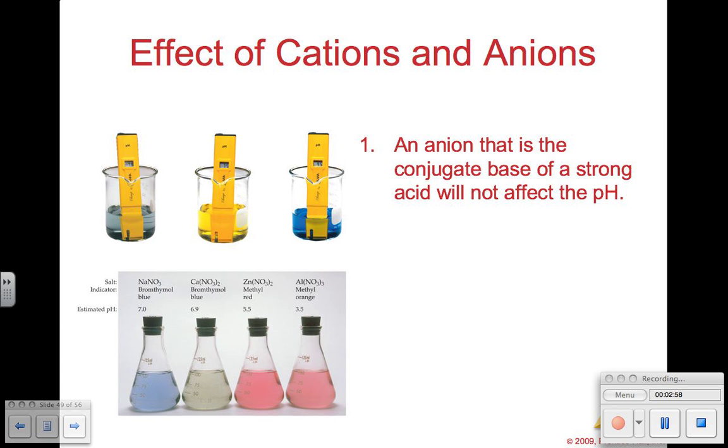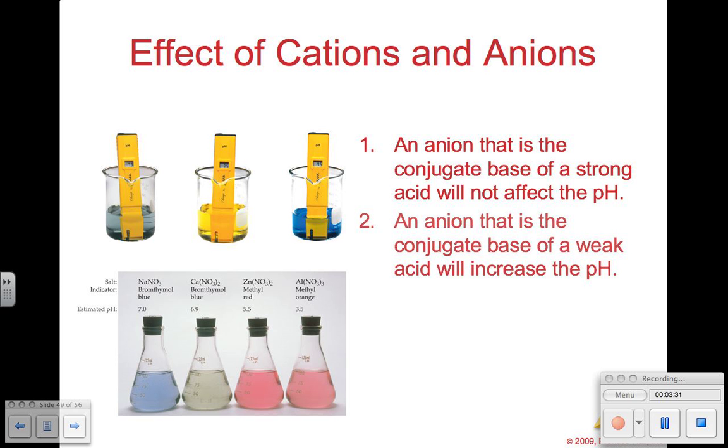So let's look at the effect of cations and anions in solution. An anion that is the conjugate base of a strong acid will not affect the pH. This is the idea of when you have HCl, right? You dissolve HCl in water, okay? You get lots of hydronium ions. But the Cl minus, which is the conjugate base of that strong acid, doesn't have any effect. It doesn't interact with water. You don't get a base out of Cl minus.